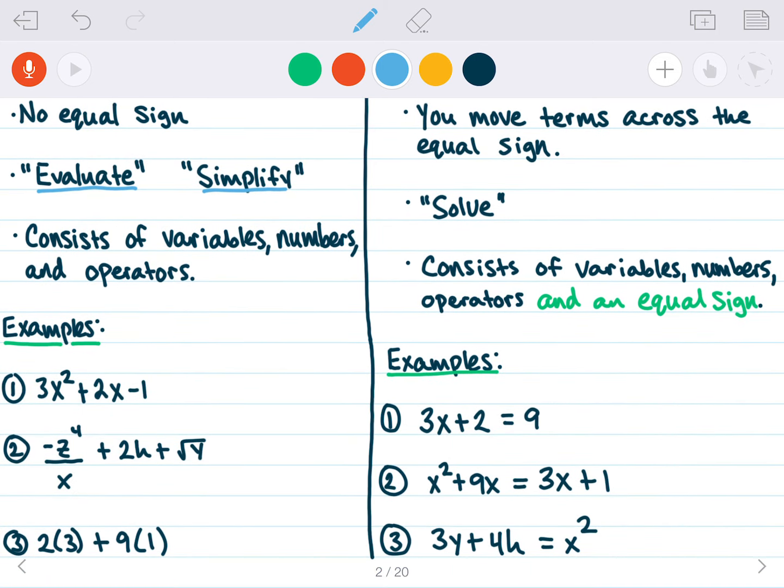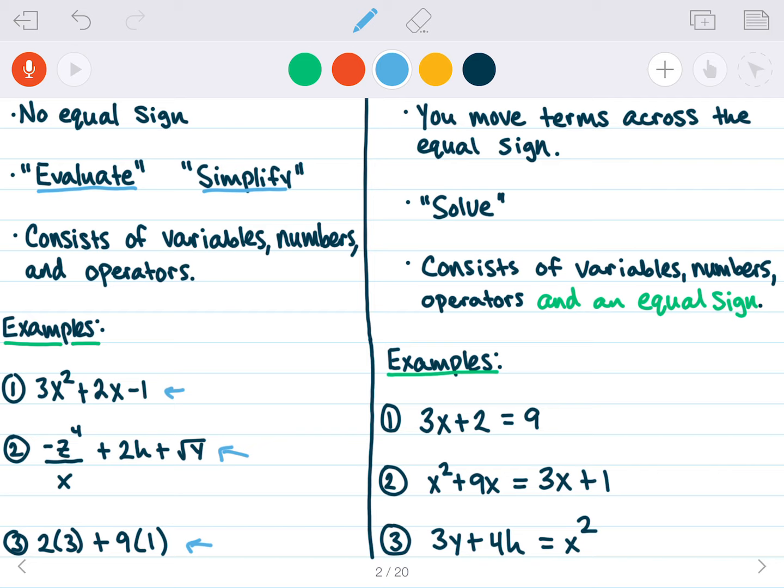Our first expression is 3x squared plus 2x minus 1. Notice that this consists of some terms, things stuck together with multiplication, variables, numbers, operators, addition and subtraction, but there's no equal sign. So that's the big difference between an expression and an equation. Here's another expression, different variables, but nevertheless still an expression. And then down here we have a pretty simple expression.